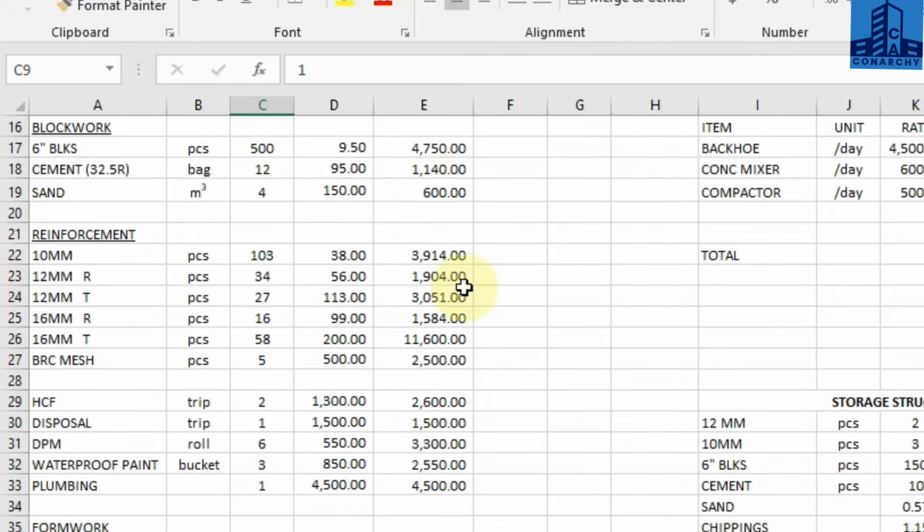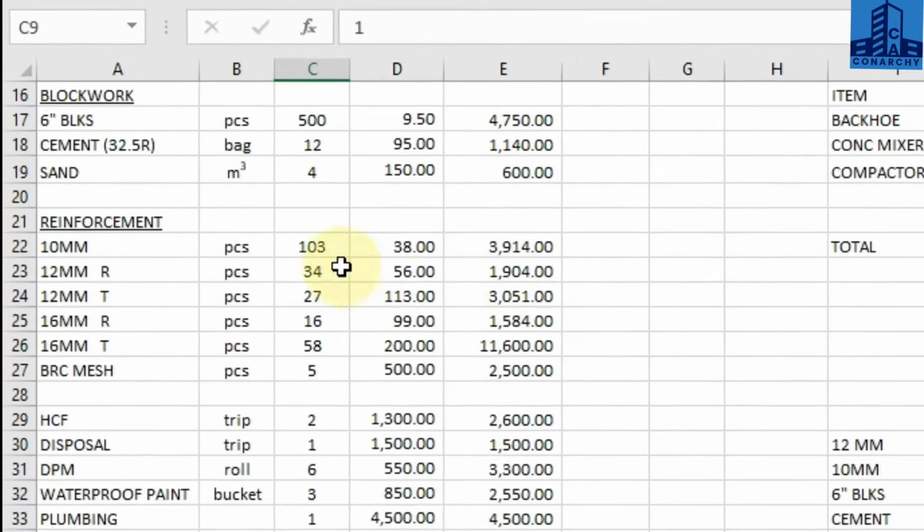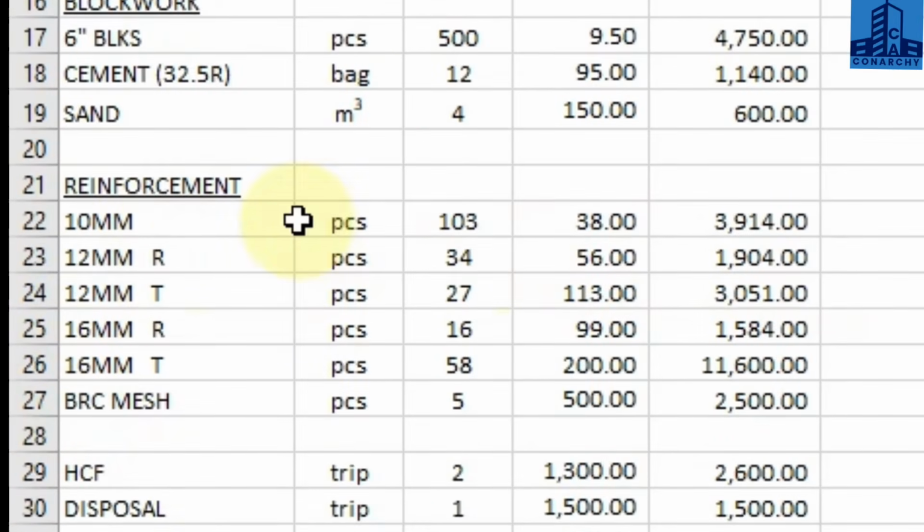This is the duty or the responsibility of the structural engineer to determine the number of reinforcement, the size to be placed in either the column or the beam. So with this, these are the total reinforcements I'll be needing in my building: 10 mm, 12 mm R, 12 mm T. So this R and T, the R is the mild steel and the T is the high tensile.